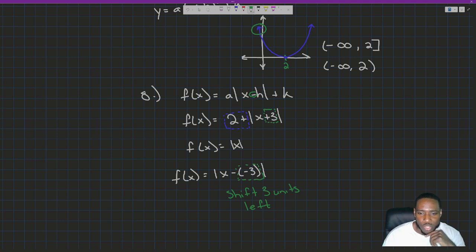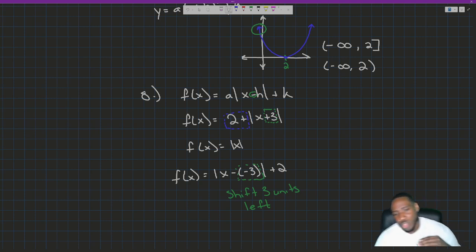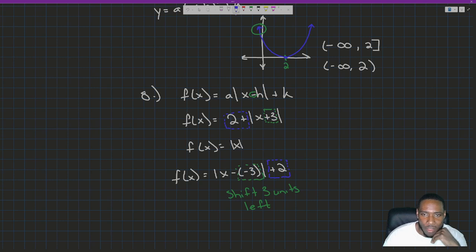Now what do we do about this 2 that's being added onto the outside? We'll go ahead and rewrite it back in. Let's add it onto the back. That 2 is in the same place that our k typically is. And remember, that controls the vertical position of our vertex. That is a vertical shift, okay? And so if we see that vertical shift of plus 2, we go ahead and we trust the sign of the number attached to it. We see plus 2, that is a shift 2 units up.